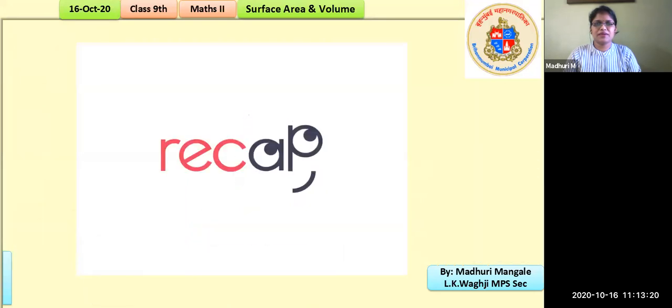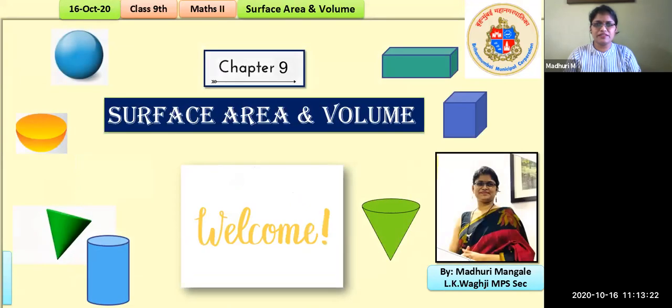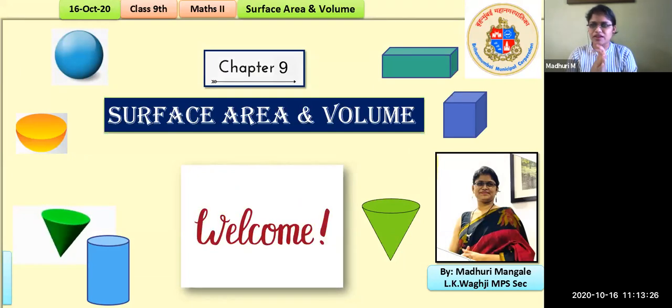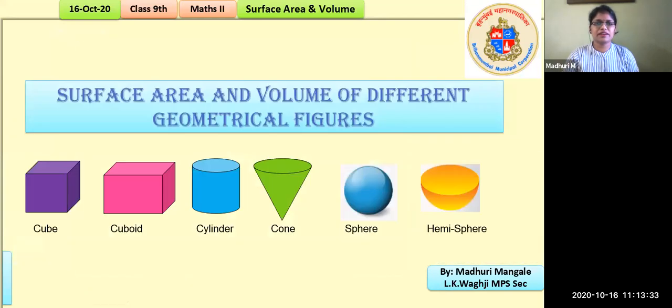So let's begin with a quick recap on what we did so far. The very important part for this chapter are the formulas. So let us look at all the formulas in one go in a proper grid format. These are the shapes that we have studied for class 9.